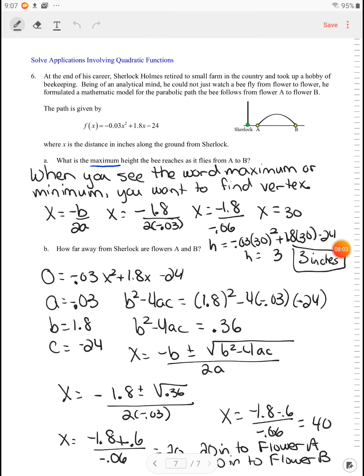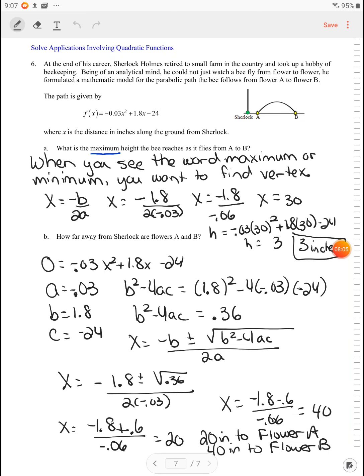So if you recall, the quadratic formula is x equal -b plus or minus square root b squared minus 4ac all over 2a. Notice we get two positive values of 20 and 40. Looking at the picture, because flower A is closer to Sherlock, flower A would be 20 inches. And since flower B is further away, that would be 40 inches.